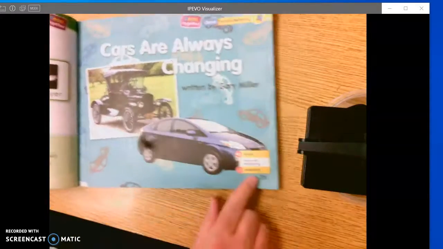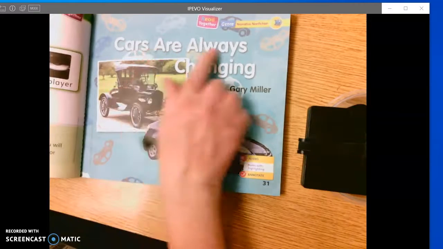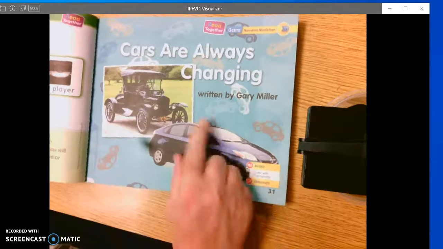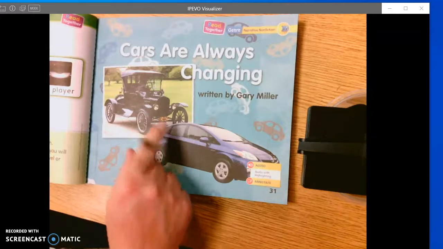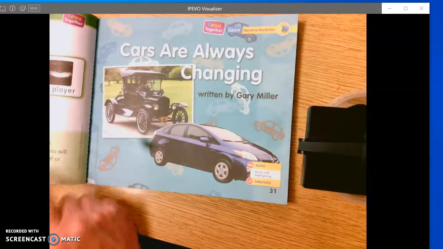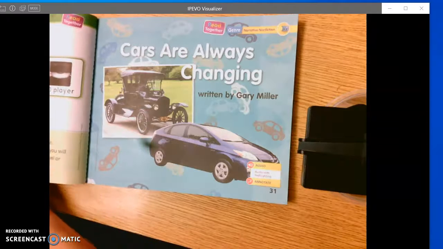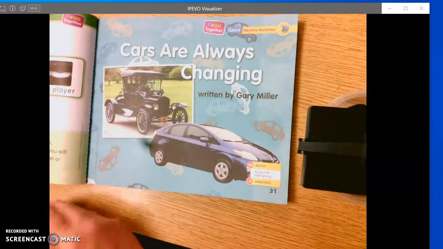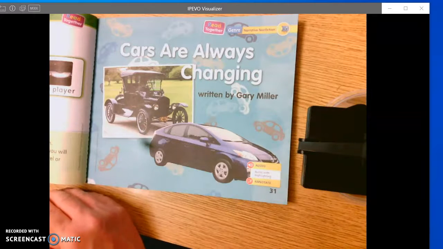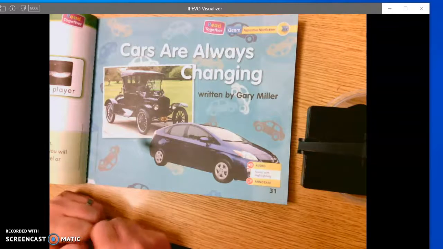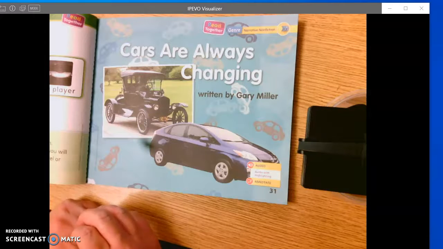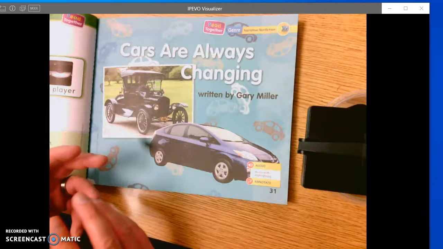And here it is on the next page, page 31. Cars Are Always Changing, written by Gary Miller, who we just read about. I see from these pictures 2 cars. Let's try to make a prediction of what this story is going to be about based on these pictures. What do you think? That cars are changing. They don't change themselves, but over the years they look different. I think it's going to be my prediction that over the years, every year a car is kind of different from the last year over and over again.